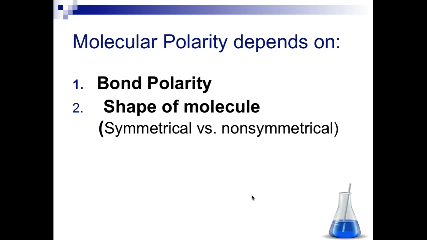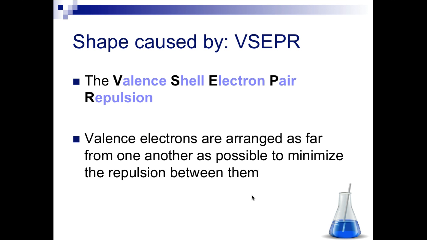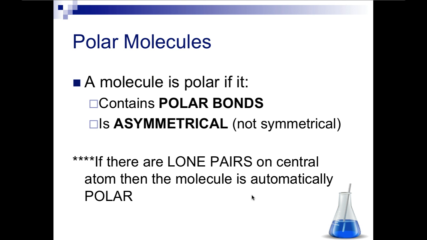The molecular polarity, or the polarity of the molecule, depends on two things: the bond polarity and the shape of the molecule. So is it symmetrical or non-symmetrical? And the shape that these molecules have is caused by VSEPR, the valence shell electron pair repulsion. That means that the valence electrons are arranged as far from one another as possible to minimize the repulsion between them. So what does that mean?